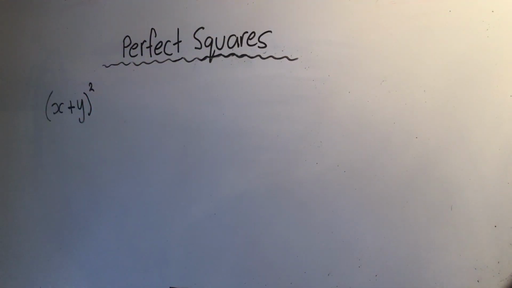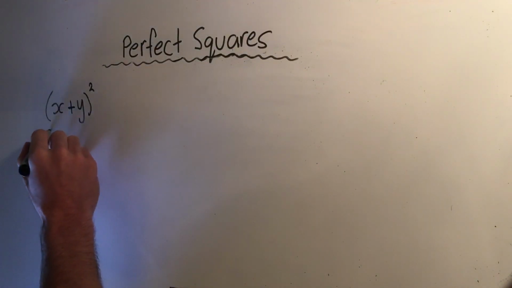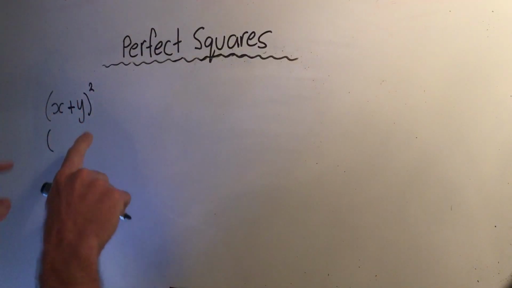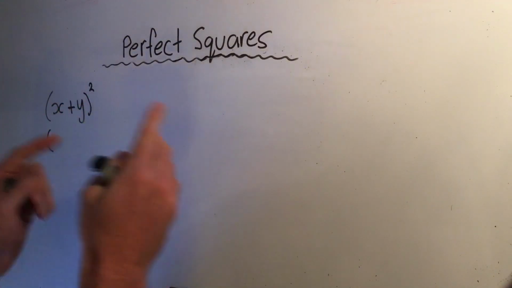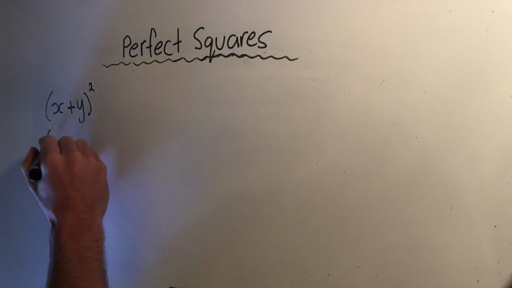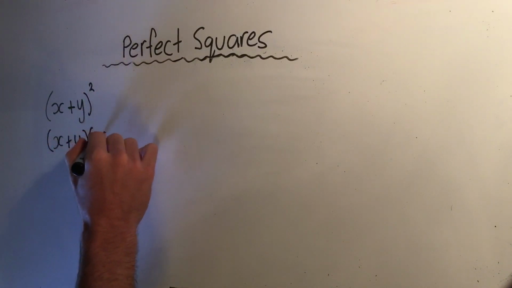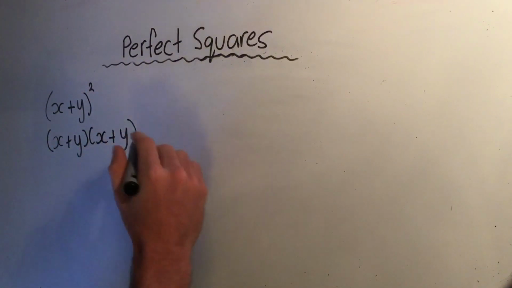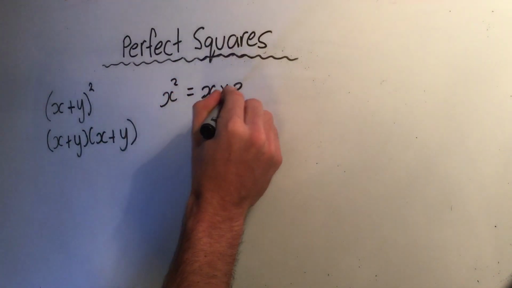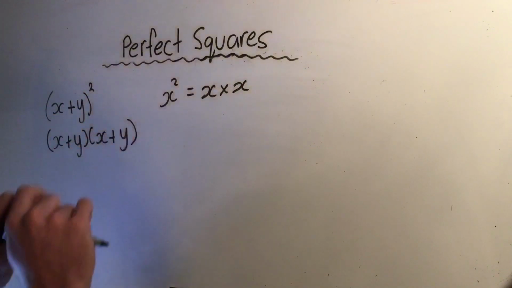Now, if we expand these brackets, the easiest way to do that, logically, is to say, well, if we have a bracket squared, that is simply the bracket times itself, because anything squared is the same number times itself. So really, this is the same as x plus y times x plus y. Just like if you had x squared, that is the same as x times x. So we have this bracket squared, which is going to be the same as this bracket times this bracket.